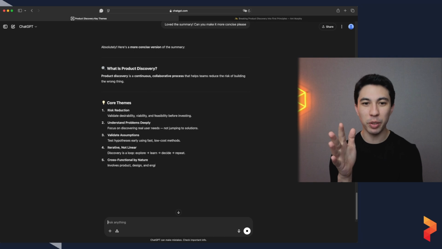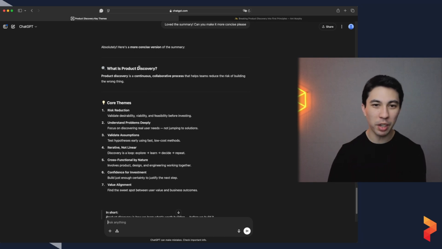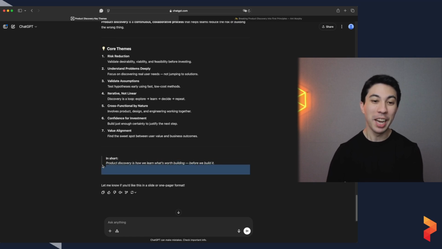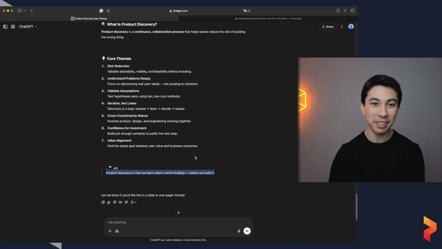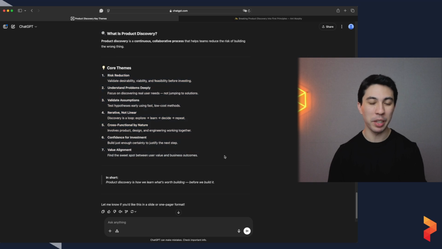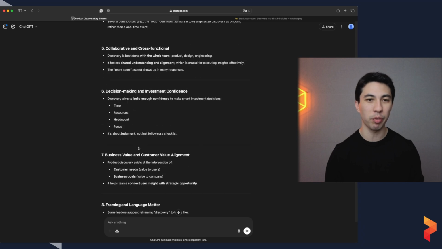It did not need to redo the themes, but that's cool. Product discovery is a continuous collaborative process that helps teams reduce risk of building the wrong thing. That's okay. I think they oversimplified it there, but they did another one in short. Product discovery in short is how we learn what's worth building before we build it. I actually like that better than the top one, to be honest. But cool summary there of the themes. And they actually condensed it to 7 themes as well. I guess you can drop framing and that type of stuff.